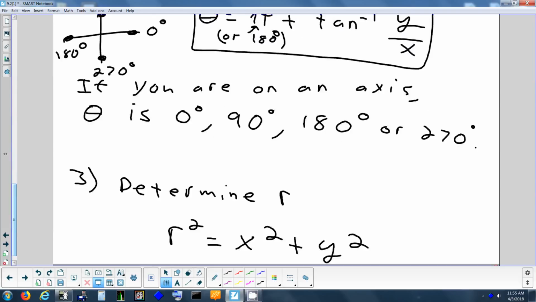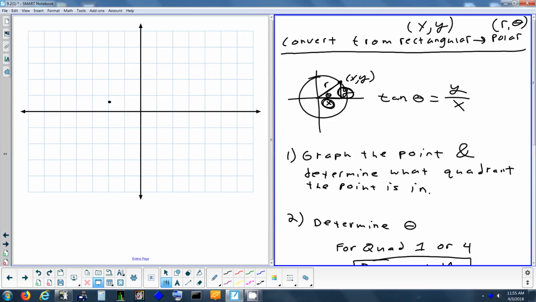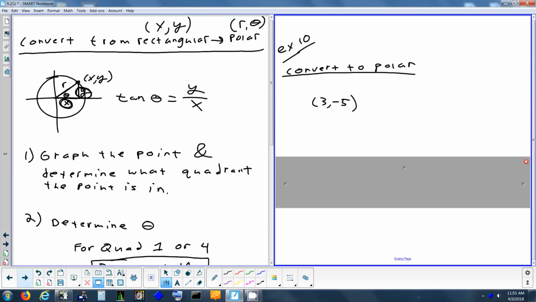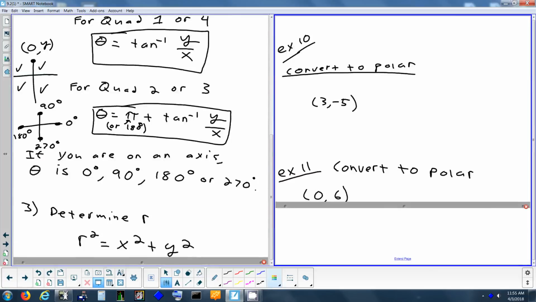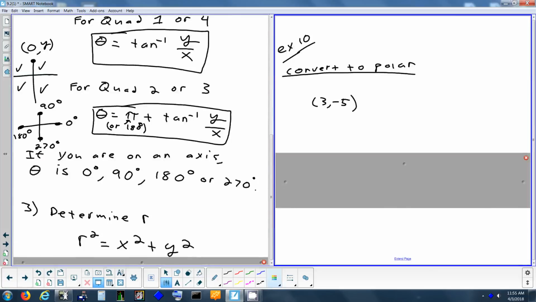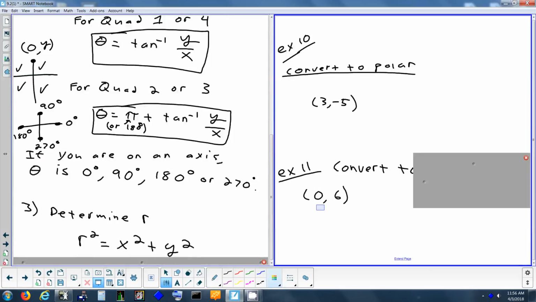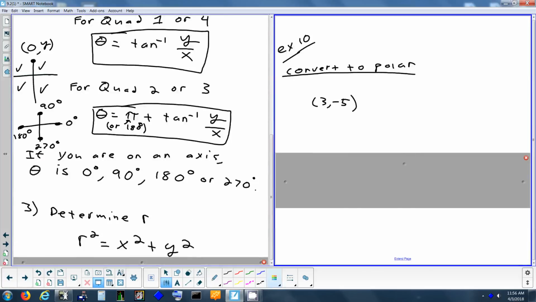Okay, so I'll finish up just by showing you how to convert one coordinate from rectangular into polar. Let's do that one, it's easy. Let's just do the first one, 3, -5. This one is more typical. This one you could pretty much do in your head because the angle is on an axis. So that's kind of a special case. So we'll finish up with example 10.